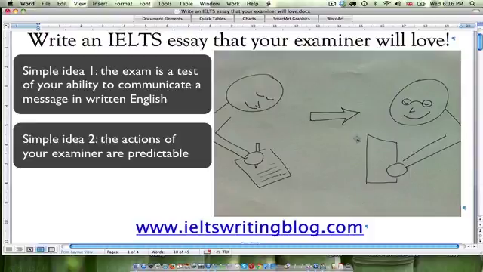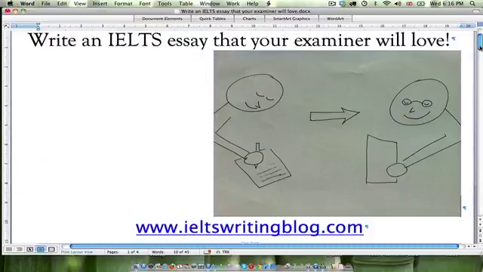Now, using those two ideas, I want to explain to you how you can put together a strategy to maximize your ability and to maximize the mark that you receive on the written exam. So to do this, we need to understand exactly how the examiner is going to be approaching your writing.